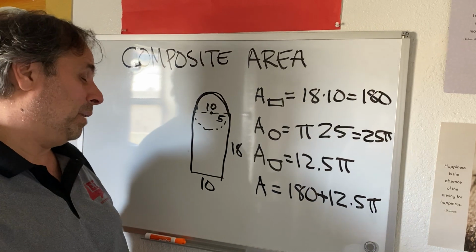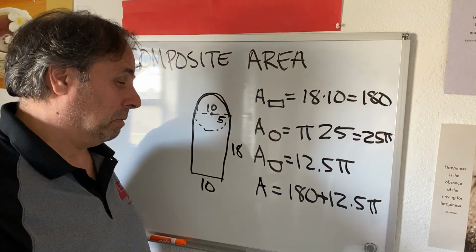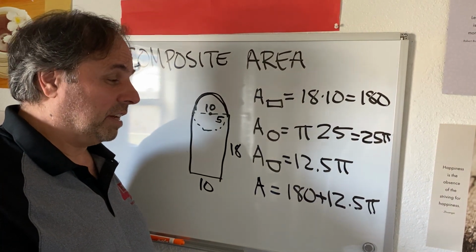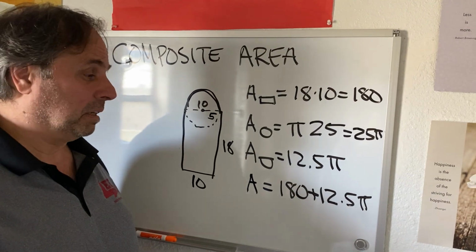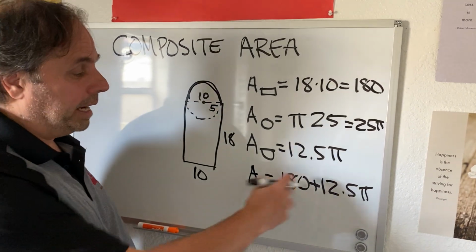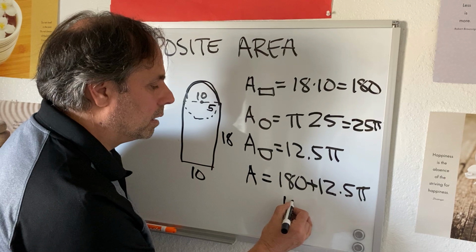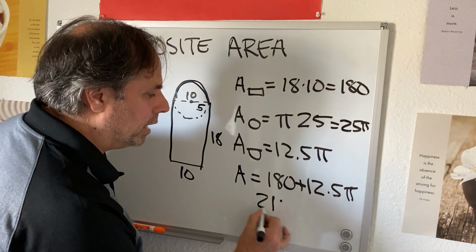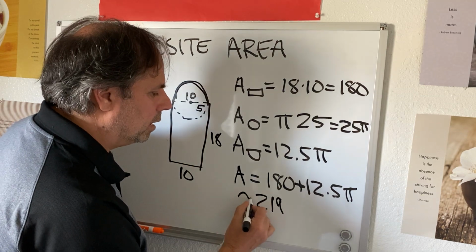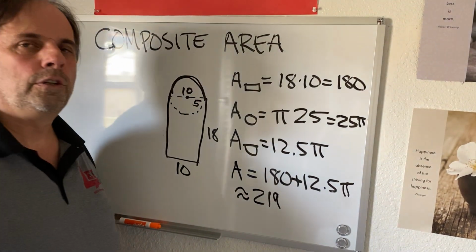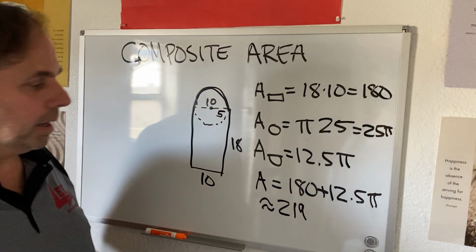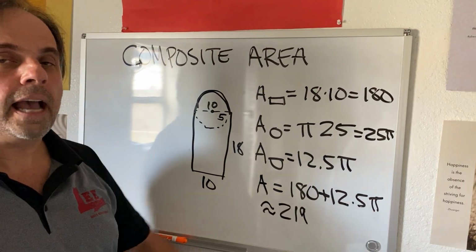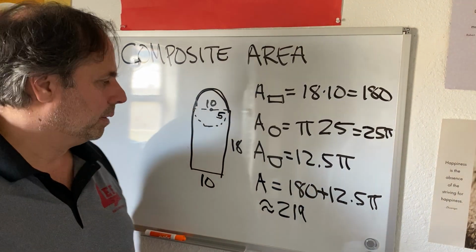12.5 pi would be somewhere around, what is it, 37 and a half plus a little bit, 39. 180 plus 39 would be somewhere around 219, approximately. 219, something like that. You could put this into the calculator and get an exact number, okay?